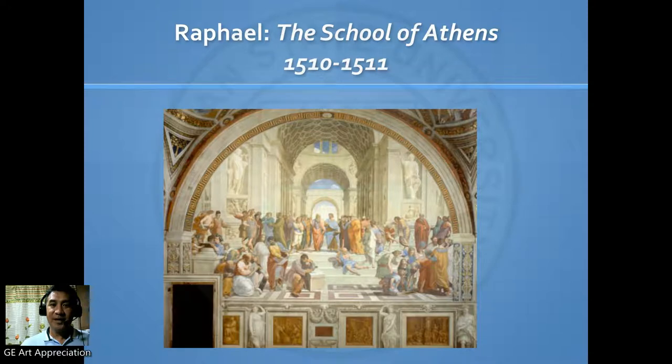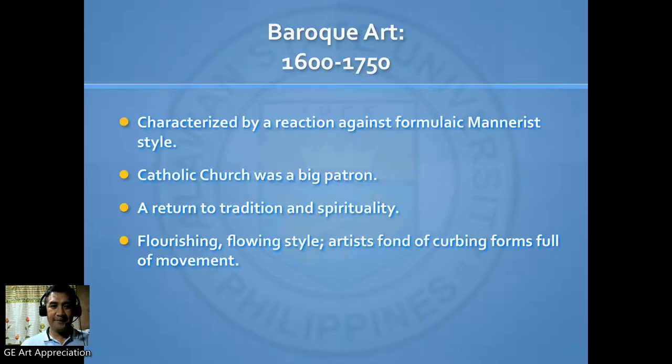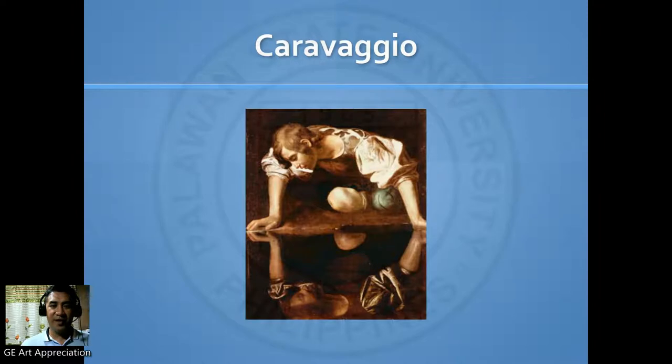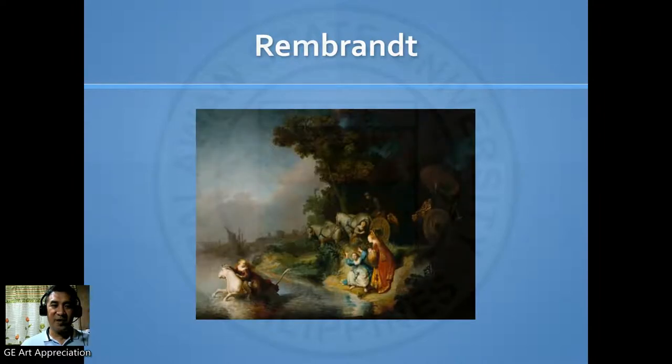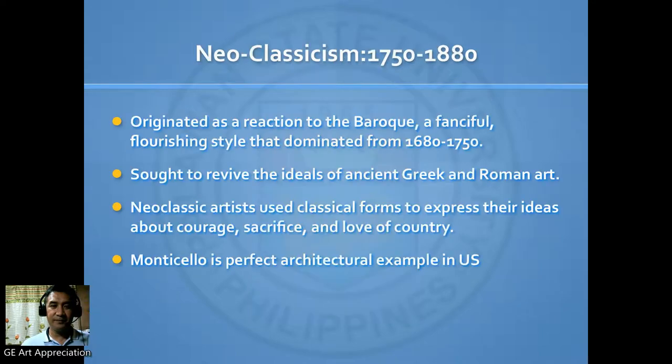Here we have Raphael, the School of Athens. In 1510 to 1511, we have Mannerism in the 16th century, Madonna with the Long Neck. We also have Baroque art in 1600 to 1750. Here we have Caravaggio, Rembrandt, and the Baroque sculpture, Bernini's David in 1623.